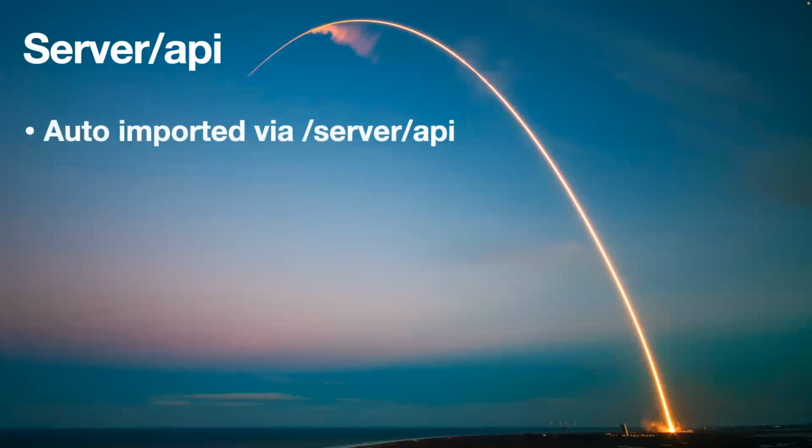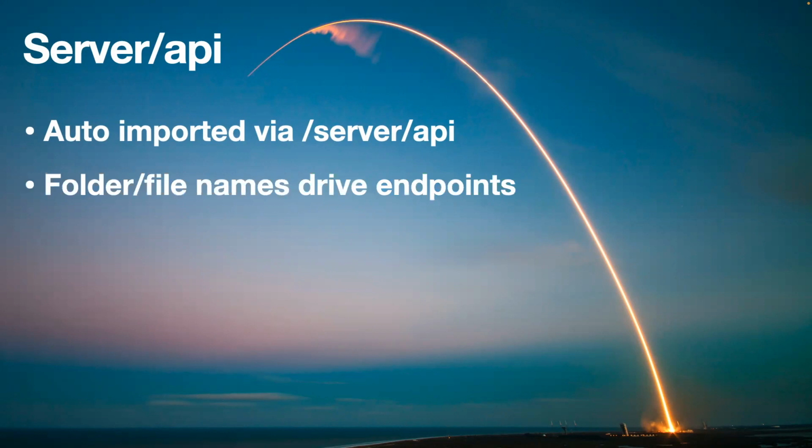So let's talk about the server directory. One of the things that Nuxt 3 allows you to do is actually configure server APIs from a server directory. So here it's creating a server API off of the server directory automatically. We're doing, again, file and folder names drive the individual endpoints that will be generated. And I'll show you that in a minute.